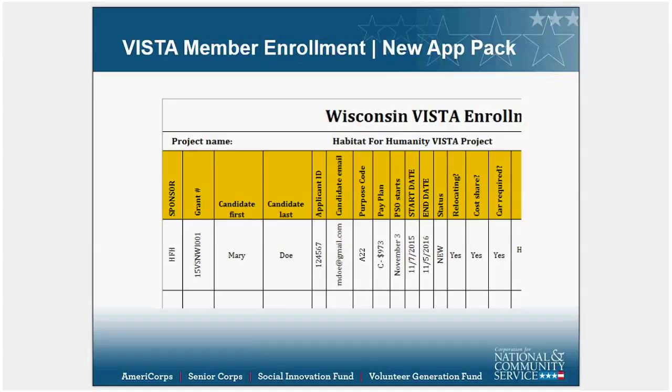What's important is it's the location of where the VISTA member is serving. So if the site address is in County A, but they actually live in County B, it's County A that should dictate their pay rate.